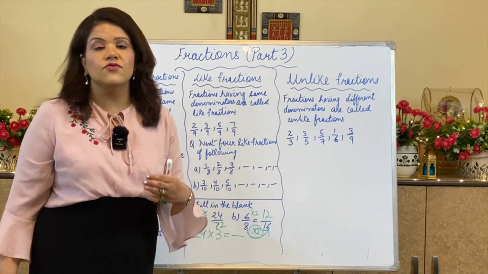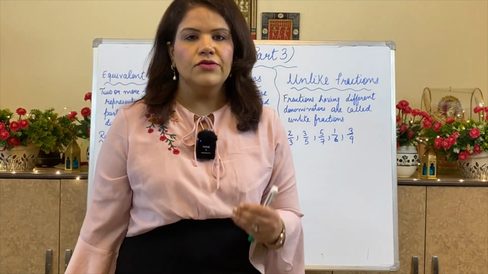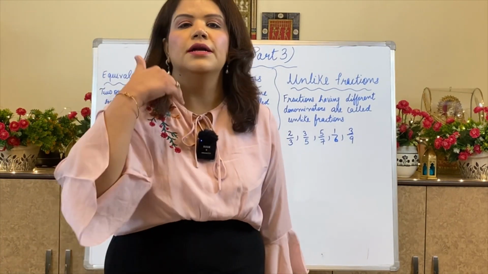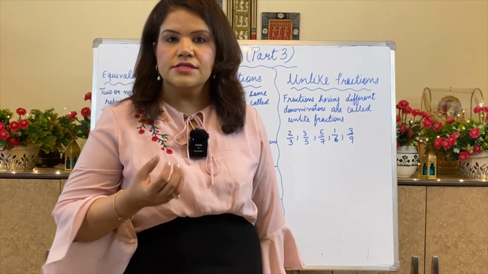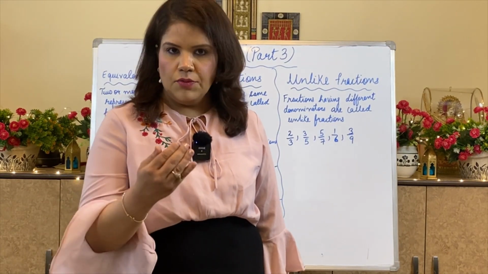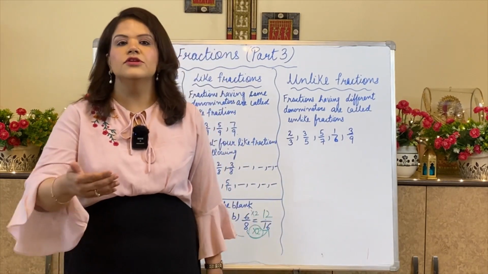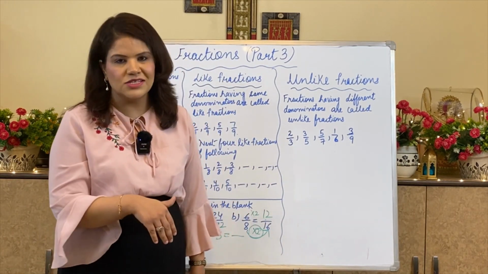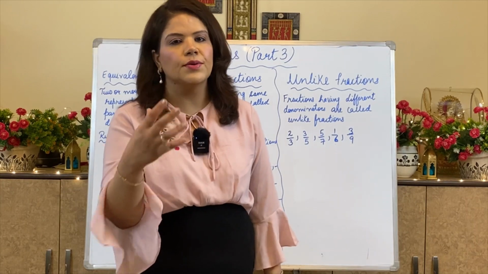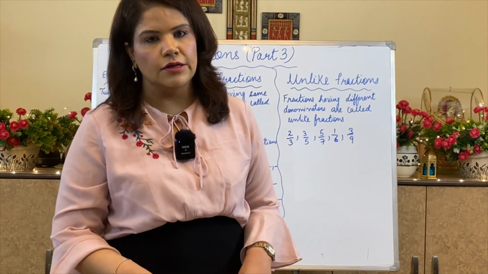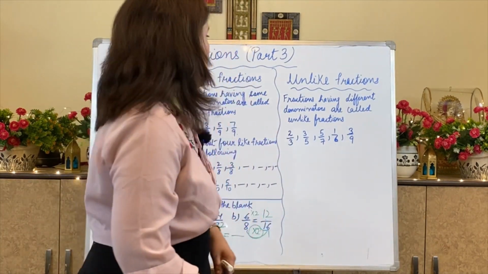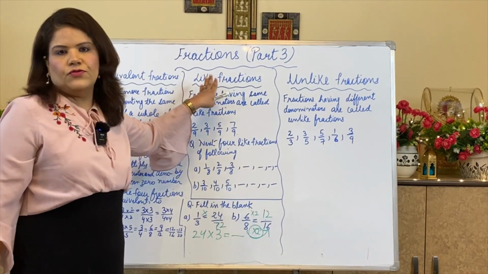So this is the way of getting equivalent fractions: we either multiply the numerator and denominator by the same number, or we divide by the same number. We can divide to get into the simplest form, and we can multiply to get further equivalent fractions. Now I am taking like fractions.